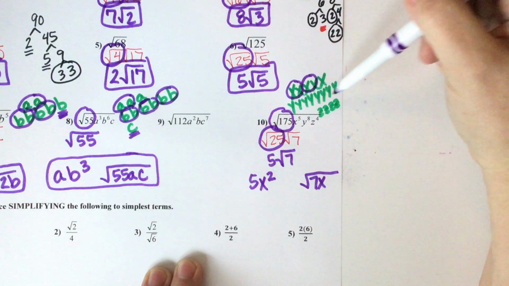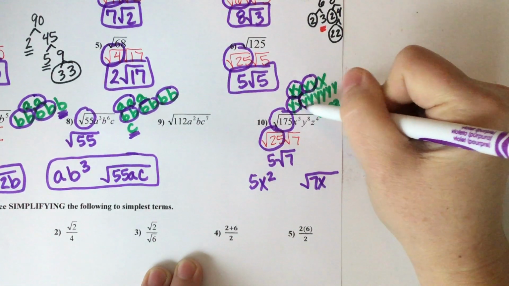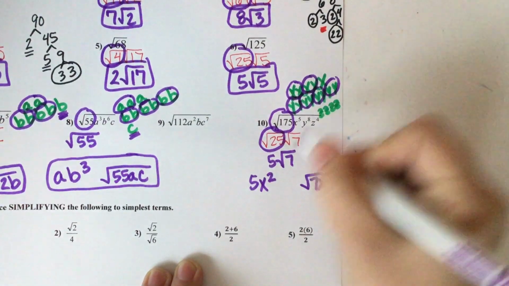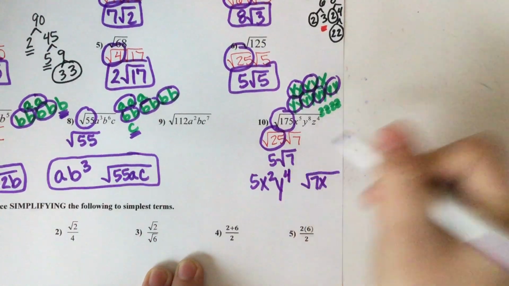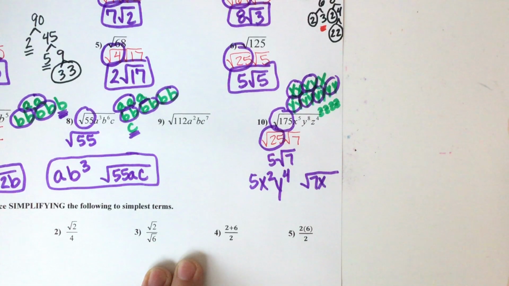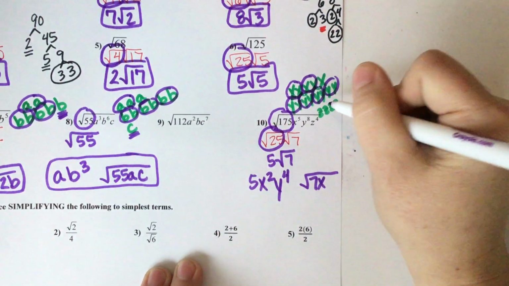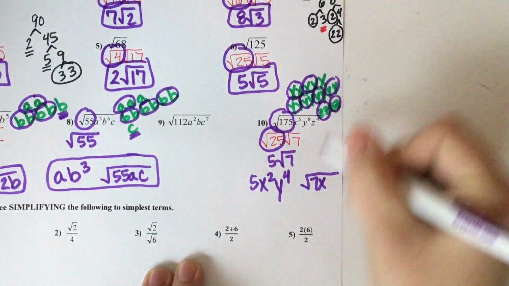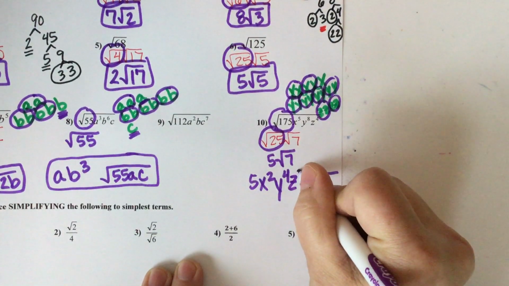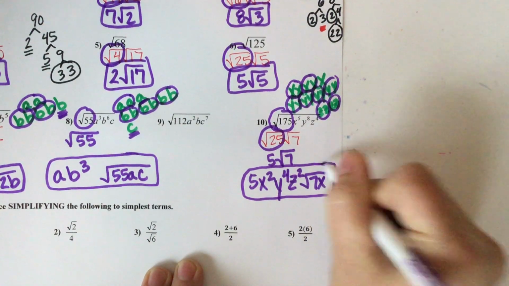Okay, we have 8 y's. How many pairs is that? 1, 2, 3, 4 pairs. That's how we're going to write y to the 4th. And then how many pairs of z's do we have if we have 4 of them? 2 pairs. 1, 2, which we write as z squared. And that would be our answer. Kind of a scary looking answer, but that's it.